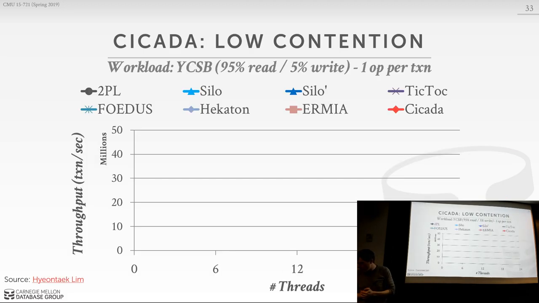All right, let's finish up real quick. Let's look at some results here. The postdoc that implemented Cicada was an amazing hacker. He also implemented all the latest versions of OCC and MVCC systems that were available. So we're going to compare against Silo and an improvement of Silo, which came out of Harvard. We'll see the Silo system later on when we talk about logging. It's a very influential system.